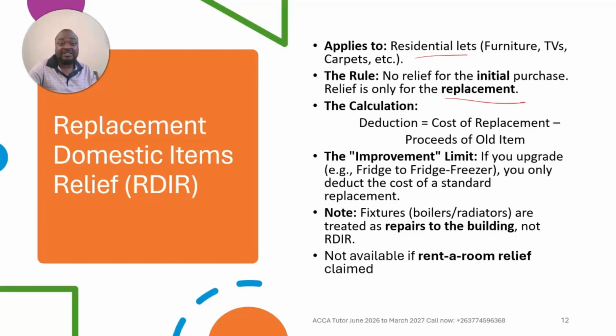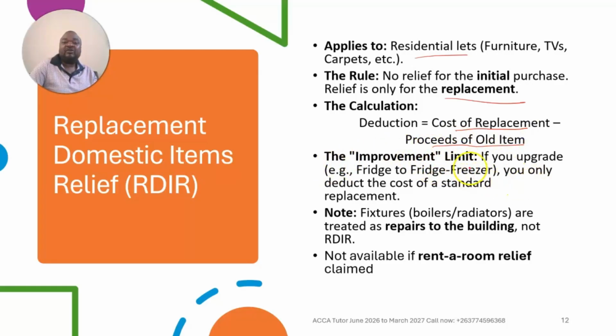So, the moment you purchase a TV, do not treat that cost as a deductible. The taxman wants you to be in trade first. And then, after you entered into trade, after some years or after some months, you then need to replace the old TV. That's when you are going to be allowed to enjoy the RDIR. So the deduction there is going to be the cost of the replacement less any proceeds from the old item.